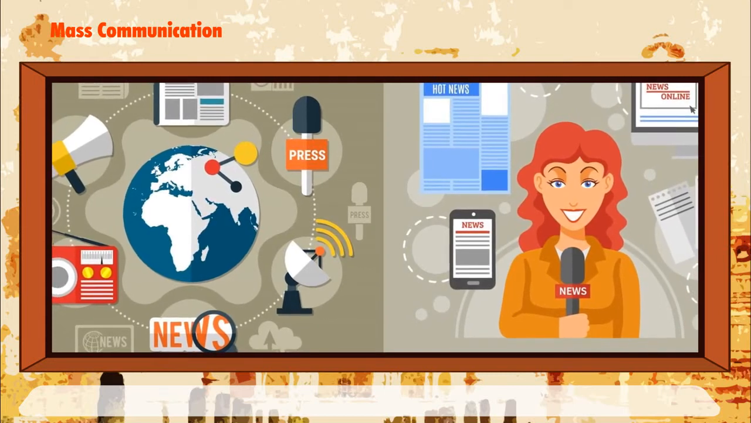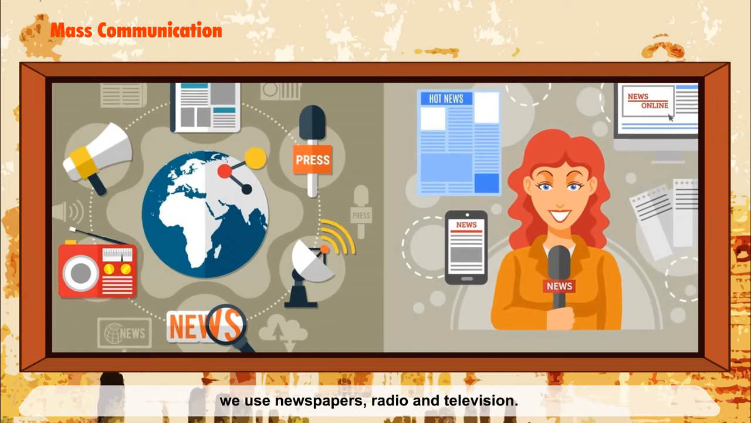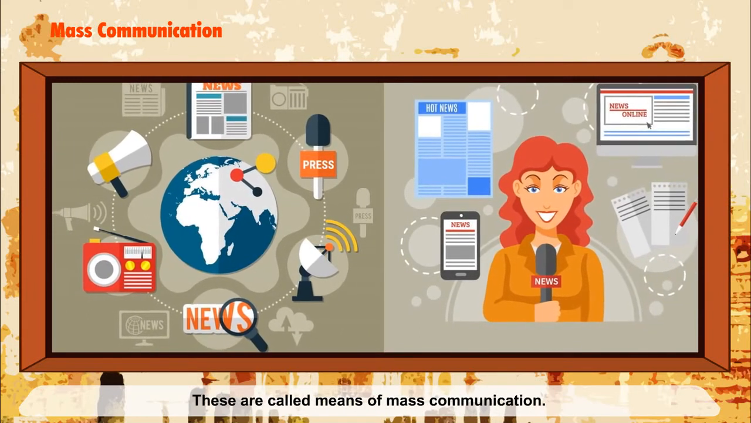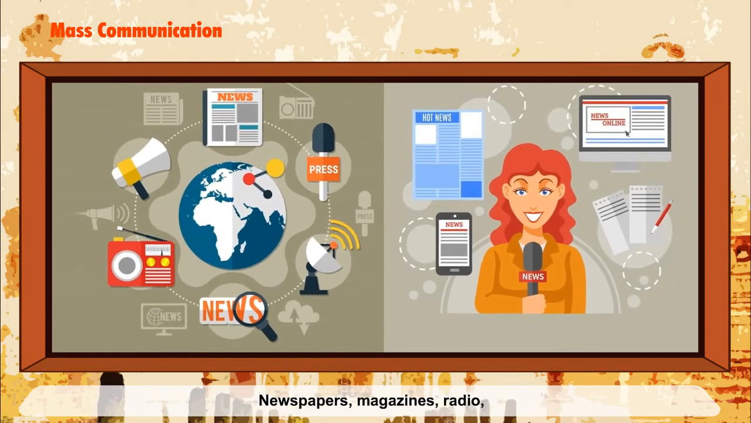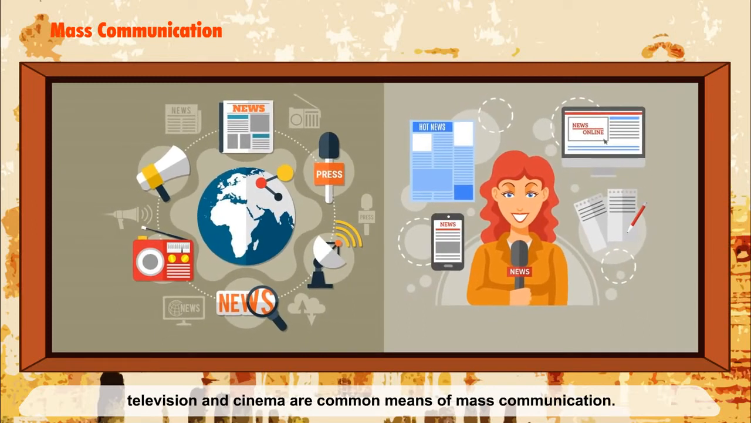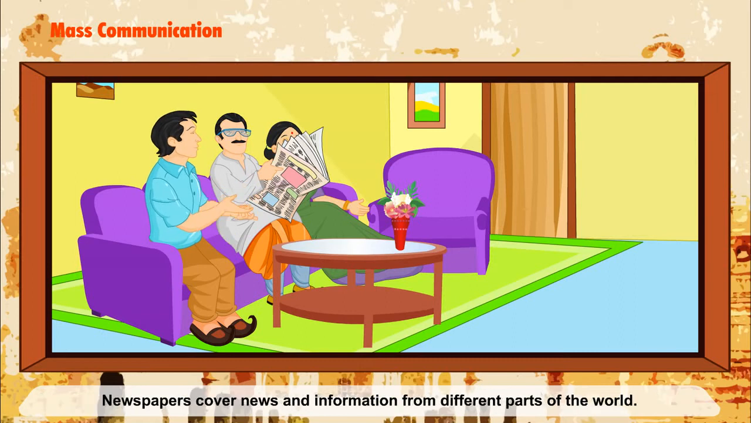Mass communication. When we have to convey a message to a large number of people, we use newspapers, radio and television. These are called means of mass communication. Newspapers, magazines, radio, television and cinema are common means of mass communication. Newspapers are one of the most common and cheapest means of mass communication. Newspapers cover news and information from different parts of the world.